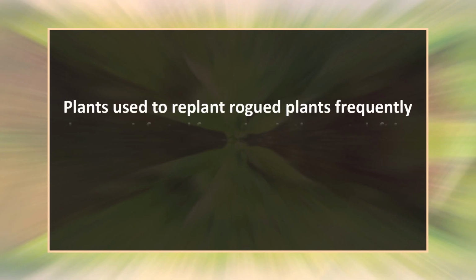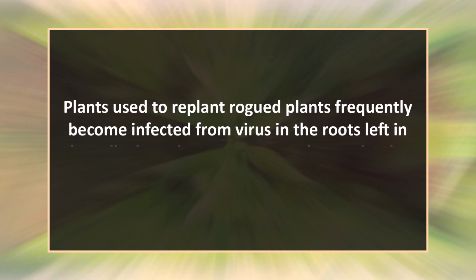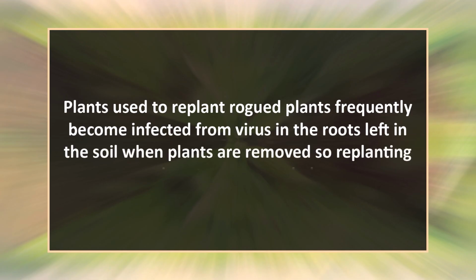Plants used to replant rogued plants frequently become infected from virus in the roots left in the soil when plants are removed, so replanting is not recommended. If too many plants are infected to make rogueing feasible, secondary spread can be reduced by carrying out cultivation operations so that equipment does not touch the plants. Where this is possible, cultivation should be done when the plants are dry and preferably partially wilted because less virus transmission occurs under these conditions.